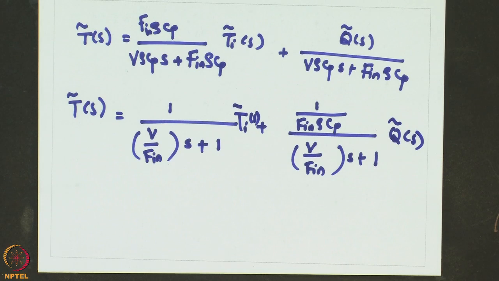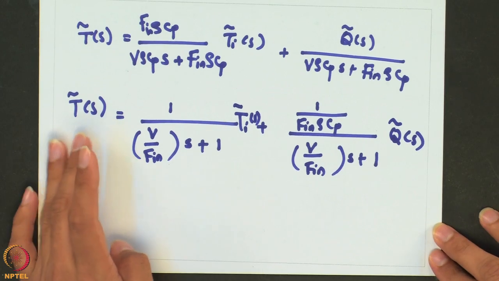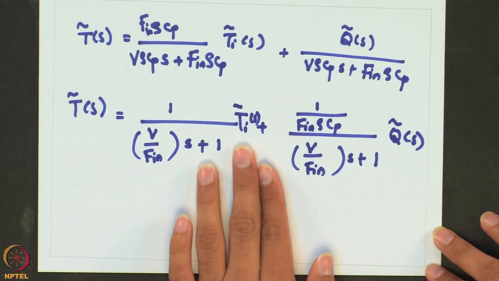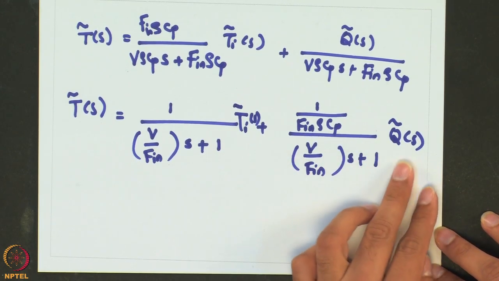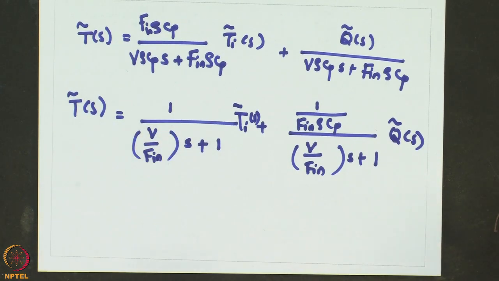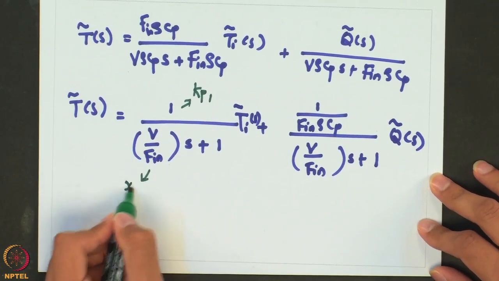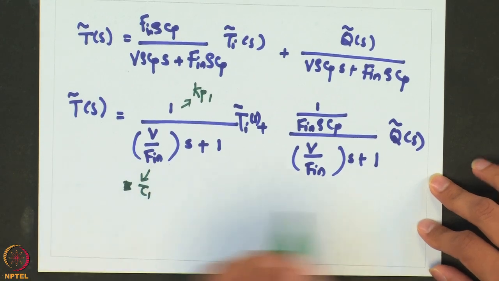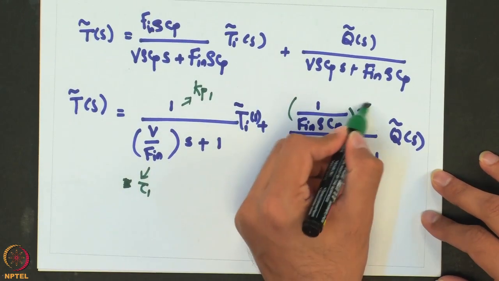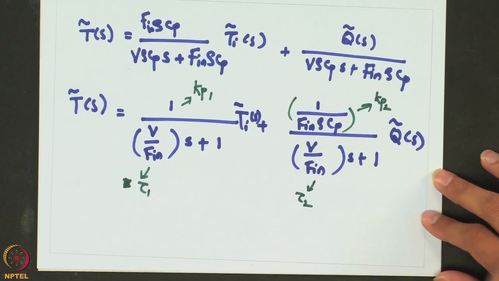So we can see that the outlet temperature transfer function, the Laplace domain variation of T bar, is composed of the effects of the changes in inlet temperature and changes in the heater duty, and both of them follow the same form. So this is Kp1 over tau s plus 1. And even the second transfer function has again Kp over tau s plus 1.